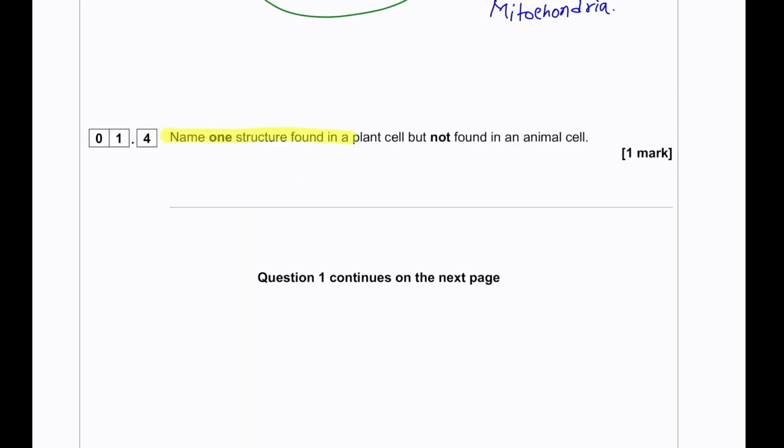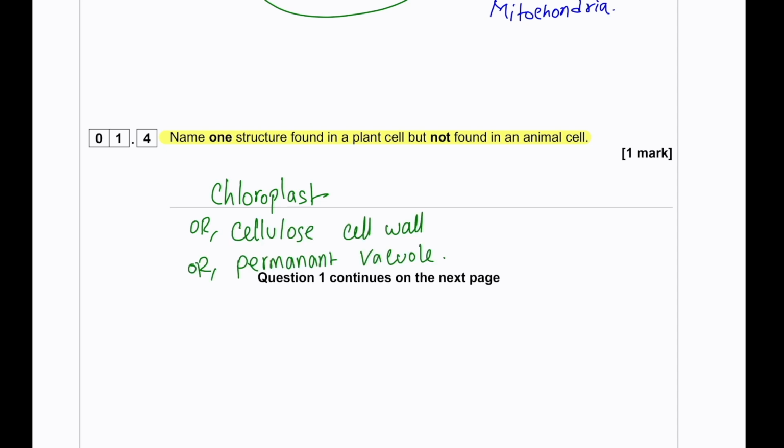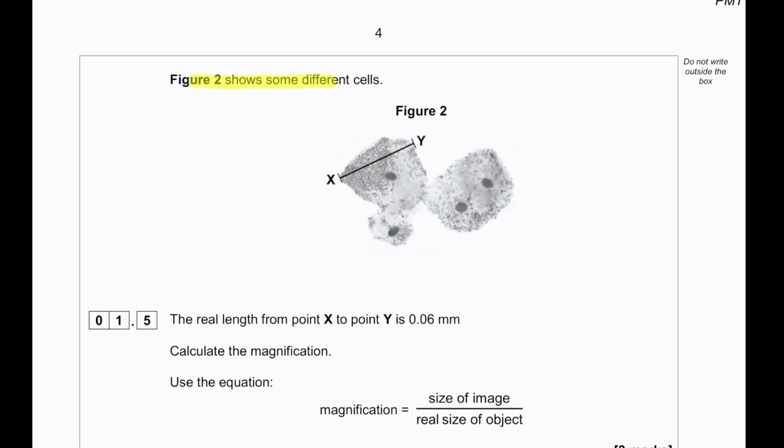Name one structure found in a plant cell but not found in an animal cell. We can find chloroplast in a plant cell. The other answers will be, we can find cellulose cell wall and permanent vacuole. These are the structures that are not found in animal cells. Figure 2 shows some different cells.